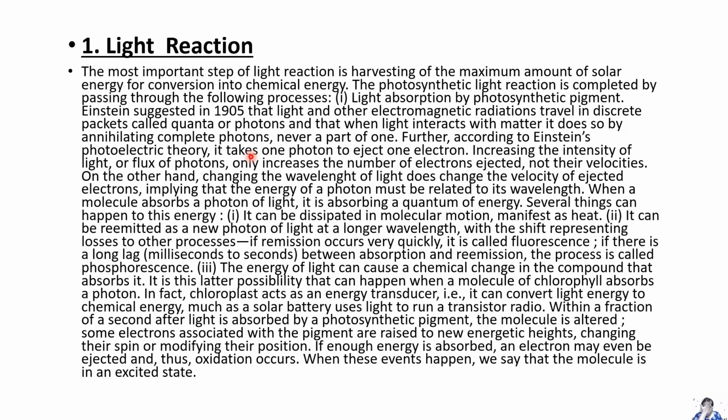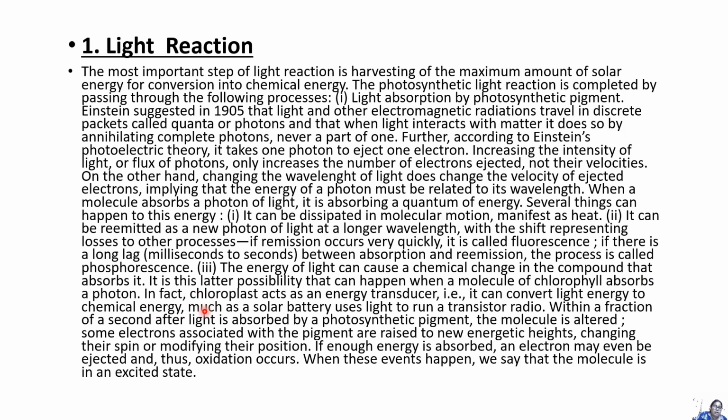So when a molecule absorbs a photon of light, it is absorbing a quantum of energy. Several things can happen to this, like it can be dissipated in molecular motion, manifested as heat. It can be re-emitted as a new photon of light at a longer wavelength with a shift representing losses to other processes. If re-emission occurs very quickly, it is called fluorescence. If there is a long lag between absorption and re-emission, the process is called phosphorescence. And the energy of light can cause a chemical change in the compound that absorbs it. So it is the latter possibility that can happen when a molecule of chlorophyll absorbs a photon.